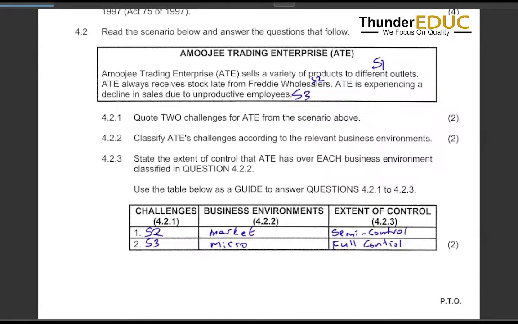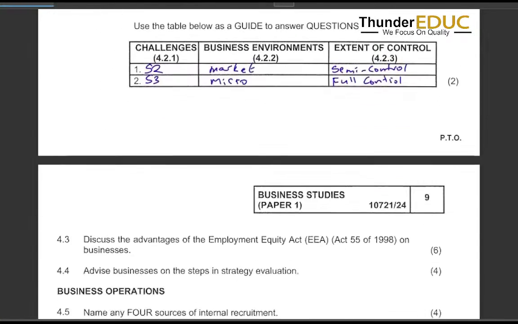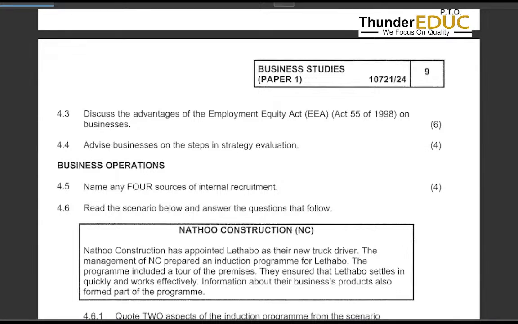Okay, right. So now let's move on to the next question, grade 12. So now the next question that we move on to is 4.3. So now 4.3 reads as follows: discuss the advantages of the Employment Equity Act on businesses. So now if you check this Employment Equity Act, it promotes equal opportunities and fair treatment in the workplace. And also, it does encourage consultation between employer and the employees. And also, it does impact positively on Black economic empowerment ratings for businesses.